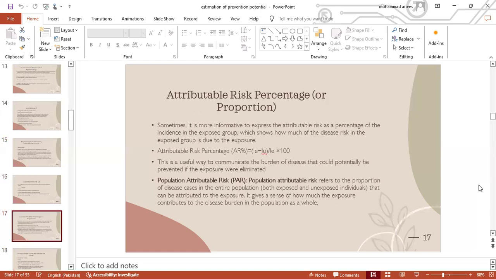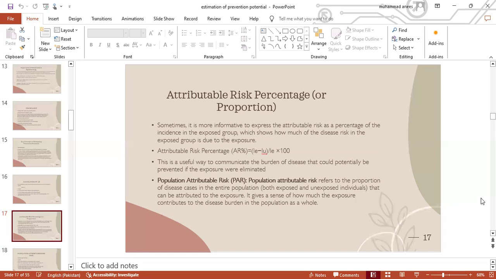There is another term, that is attributable risk percentage or proportion. Sometimes it is more informative to express the attributable risk as a percentage of the incidence in the exposed group, which shows how much of the disease risk in the exposed group is due to the exposure. Attributable risk percentage is equal to attributable risk divided by IE, times 100. Attributable risk is equal to incidence in exposed minus incidence in unexposed group. So this is a useful way to communicate the burden of a disease that could potentially be prevented if the exposure were eliminated.